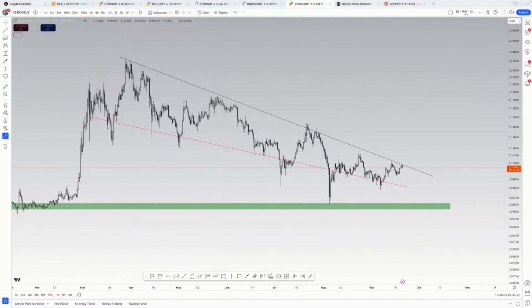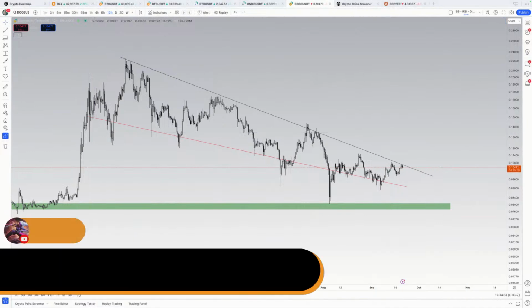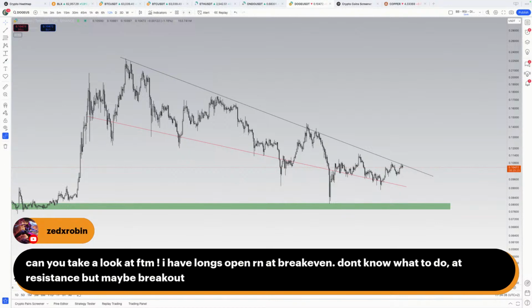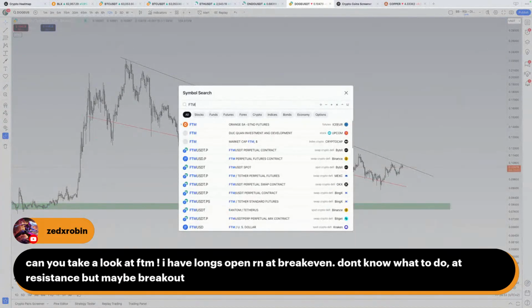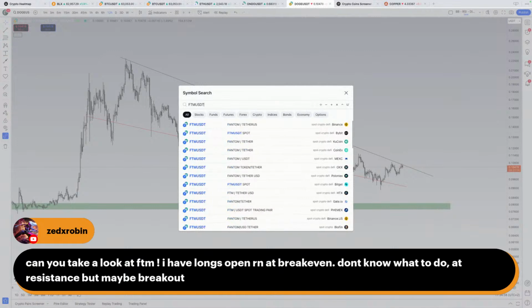We have here Mr. Robin, ZX Robin. Can you take a look at FTM? I have longs open right now, at break even, don't know what to do. At resistance, but maybe breakout. Robin, next time, just tell me what time frame you have been trading FTM.